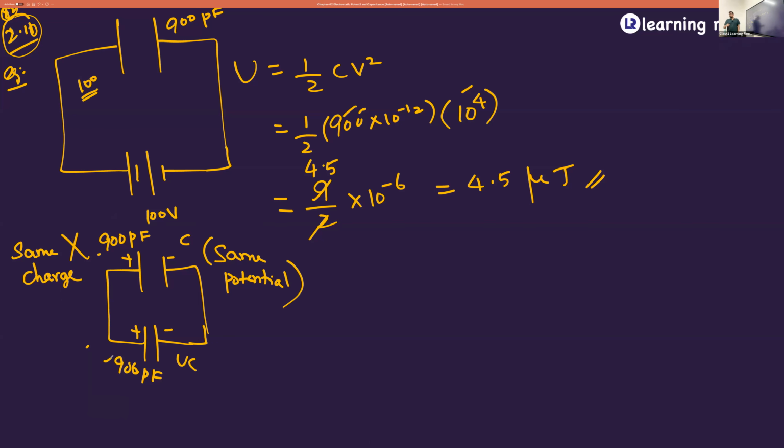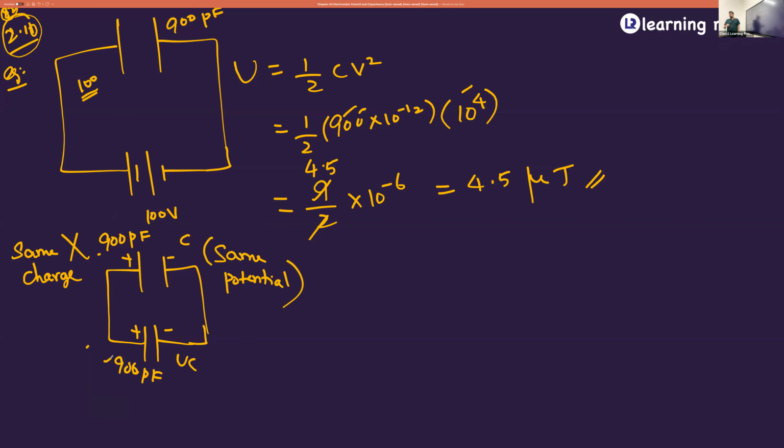At that time, when will the process stop is what we are going to see. Initially, let's say I have a capacitor of capacitance C1 and another capacitor of capacitance C2. Let's say it is at potential V1 and this is at potential V2. Initially, they are isolated. They have no relation between them.